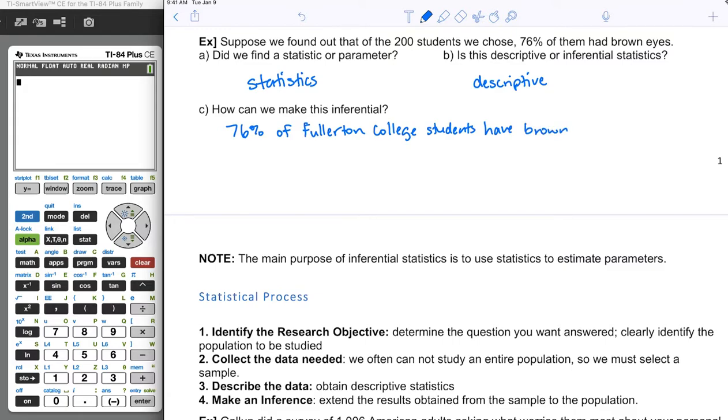Now we don't know that. We found that 76% from a sample. However, we often can't get data for a population because populations are quite large. And usually a sample is the best we can do, but we usually report them by generalizing that data to a population.